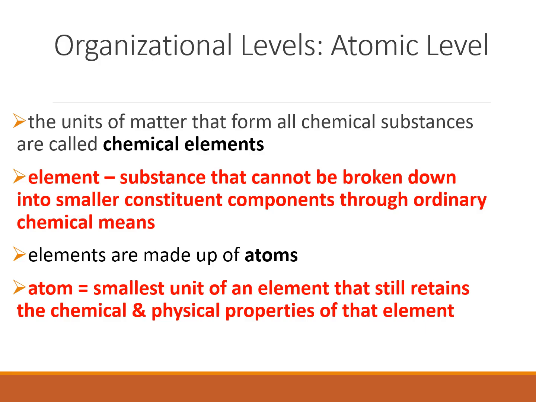The units of matter that form all chemical substances are known as chemical elements. Now, a chemical element is a substance that cannot be broken down into smaller constituent components through ordinary chemical means. The chemical elements that we're referring to are made up of atoms. Now, defining an atom is actually kind of a difficult thing. I mean, go ahead, without looking at this definition, try and explain to somebody what an atom is. It is the smallest unit of an element that still retains the chemical and physical properties of that element.